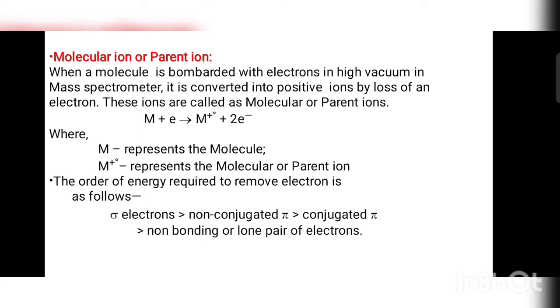We will see firstly the molecular ion, also called a parent ion. When a molecule is bombarded with electrons in a high vacuum in a mass spectrometer, it is converted into a positive ion by loss of an electron. These ions are called molecular or parent ions. As the reaction is given here, the molecule plus the electron, that is the electrons which are bombarded on the molecule, forms the molecular ion, that is positively charged, and the loss of an electron, that is 2e minus. The order of energy is given below for the removal of electrons.